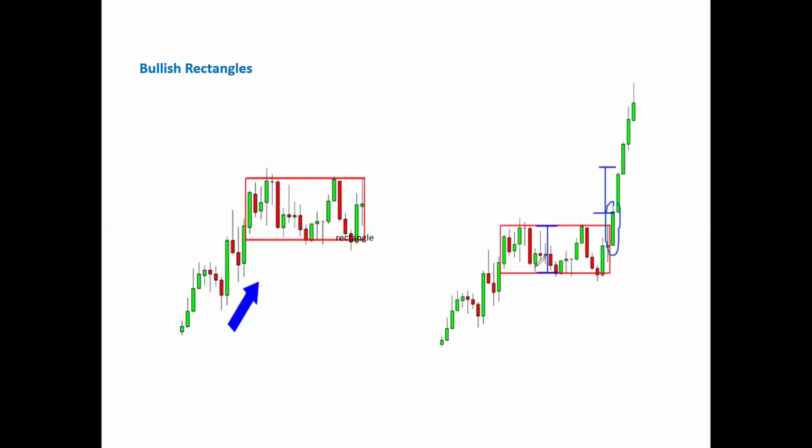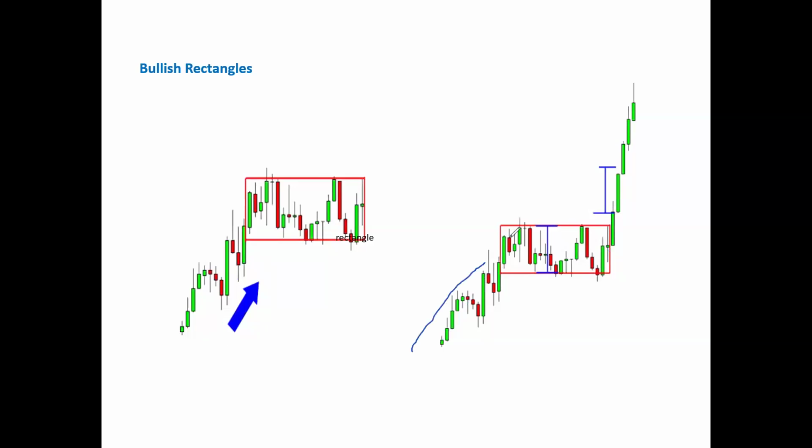That means it's a continuation pattern. It's not a reversal pattern like the patterns we've been seeing so far, like the double top, the head and shoulder, the rising wedge, they are all reversal patterns. But the rectangle patterns are continuation patterns, meaning that price continues in its original direction. Like in this instance, the trend is an uptrend. You can see this blue arrow. It indicates it's an uptrend.